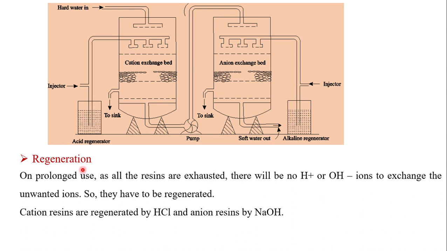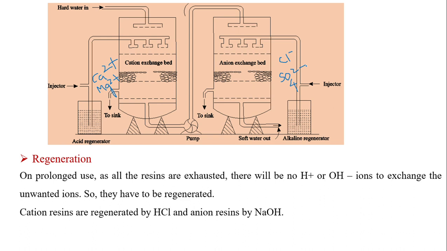How do you regenerate? Now this is saturated with all the cations like calcium and magnesium. Our resin will be saturated with Ca2 plus and Mg2 plus, and no H plus will be there. Everything is used up by the hard water. Similarly here, all the OH minus are used up, and we will be left with Cl minus, SO4 minus on the resin surface. On the resin surface we are going to have these ions.